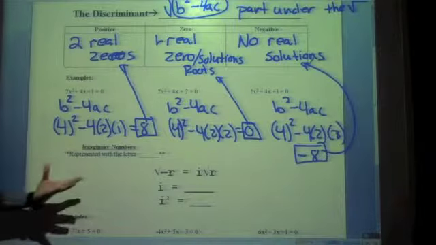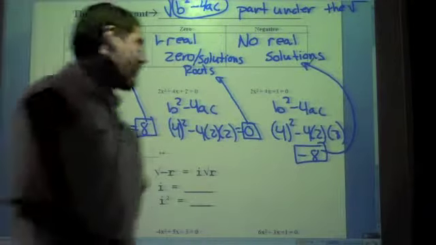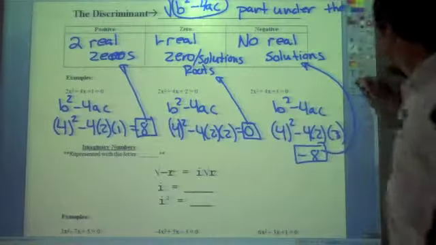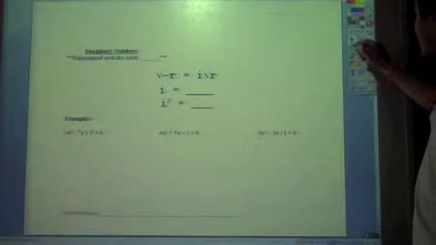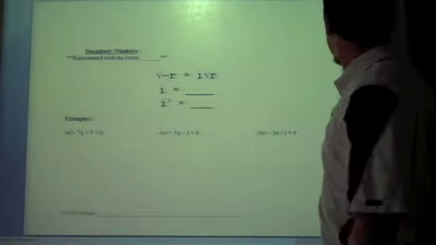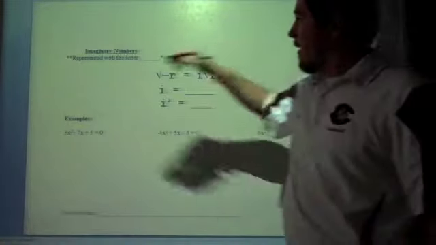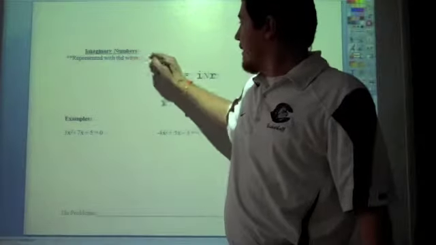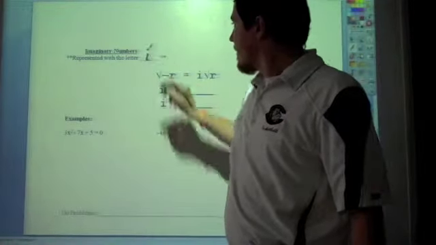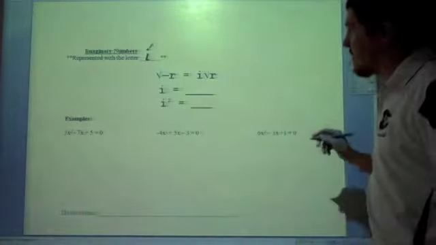Now, what happens if you have no real solutions? What does imaginary solutions look like? What does that mean? Well, if you move down here to the bottom of the notes, you'll see something that we haven't seen before. We've got the letter i. Imaginary numbers are represented with the letter i. That's what we use to represent imaginary numbers, this letter i.